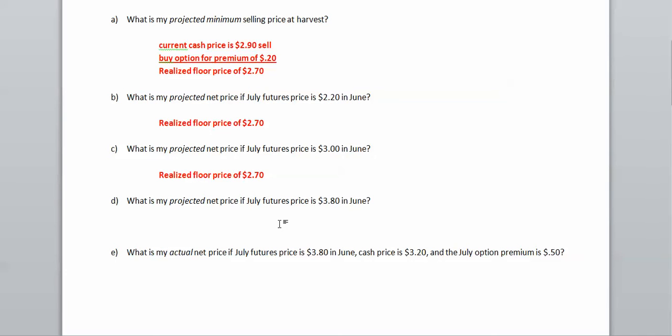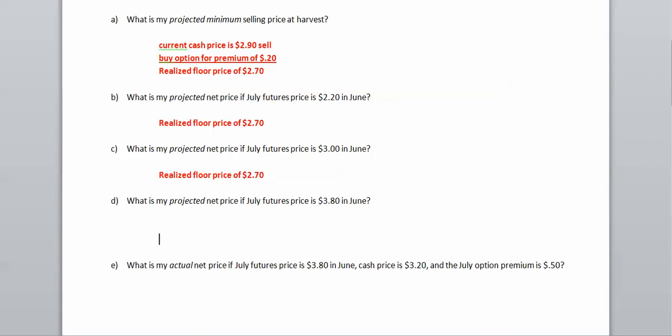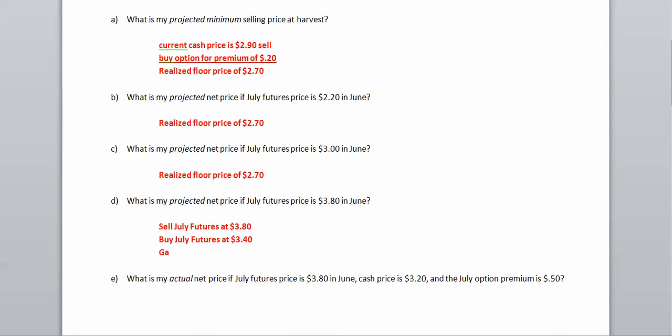Okay, D. What's my projected net price if July futures price is $3.80? Okay, well, what are we going to do? We can exercise our option. That allows us to buy July futures at $3.40. We could then sell that same contract back at the current market price of $3.80. That automatically gives us a gain of 40 cents a bushel.